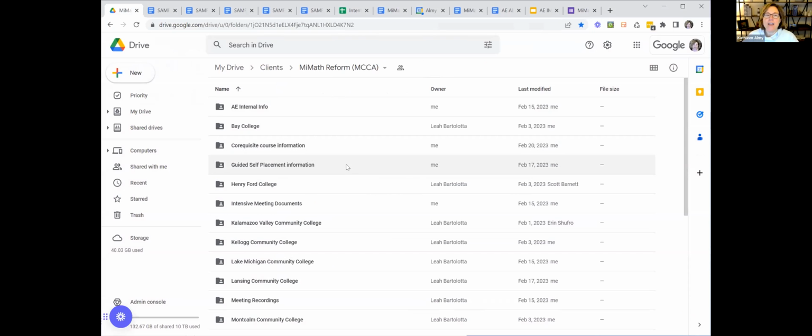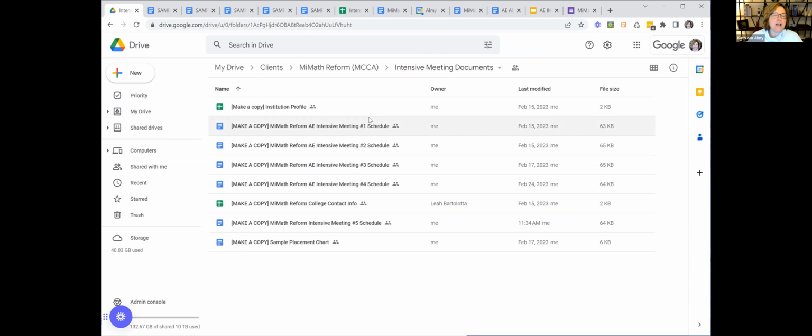If you have not gotten into the drive, please get in the drive. If anybody needs the link, let me know. We need someone from your school in the drive. Go to the folder that says intensive meeting documents, because what we are in is the intensive. Some of you, this might be your first time joining, so your team is used to this and they have someone that does this each time.